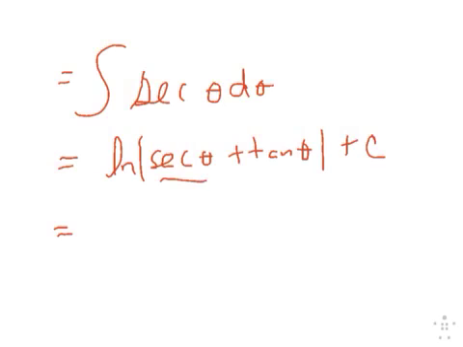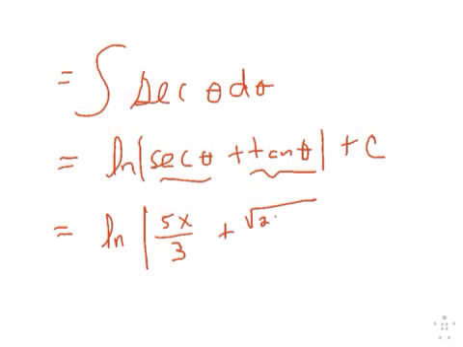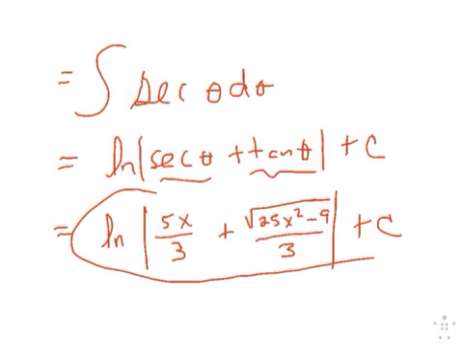And then we said we were going to replace secant theta with what it was from the get-go on our triangle, which was 5x over 3. And we had looked at our original reference triangle to figure tan theta, and that was root 25x squared minus 9, opposite over adjacent, so root of 25x squared minus 9 over 3 plus c. And like I said, if you make it to here, I'm pretty happy.